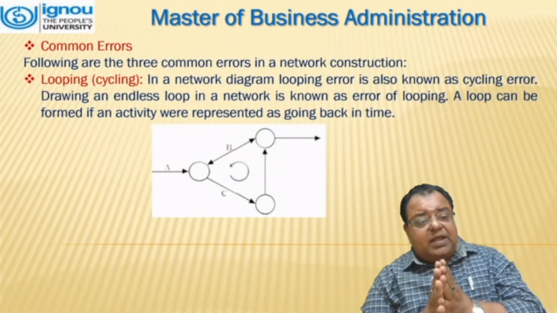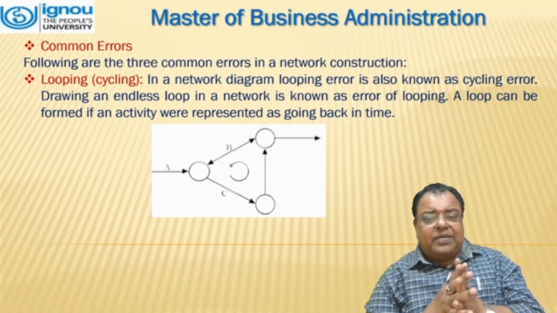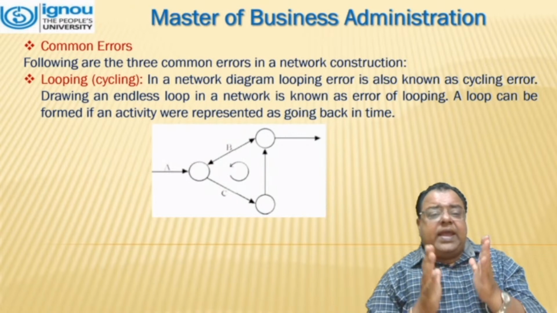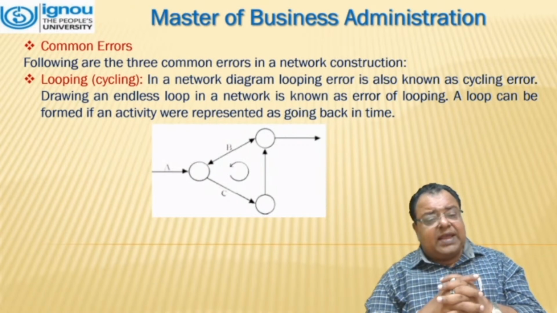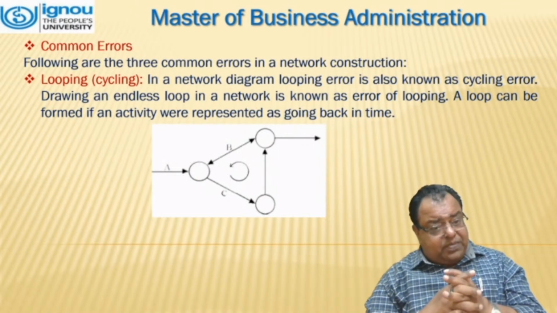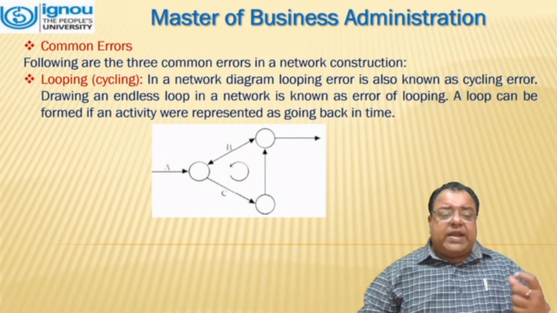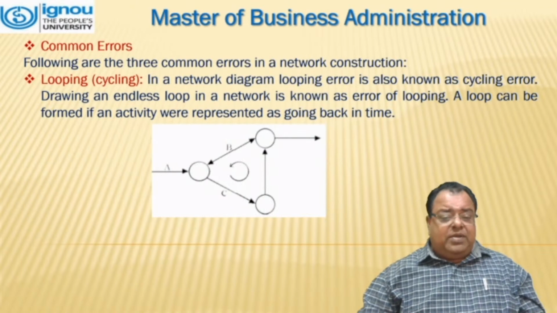Common errors. There are three common errors which are normally made while constructing a network diagram. First one is looping, that is cycling. In a network diagram, the looping error is also known as cycling error. Drawing an endless loop in a network is known as the error of looping. A loop can be formed if an activity is represented as going back in time. Let's see a loop.